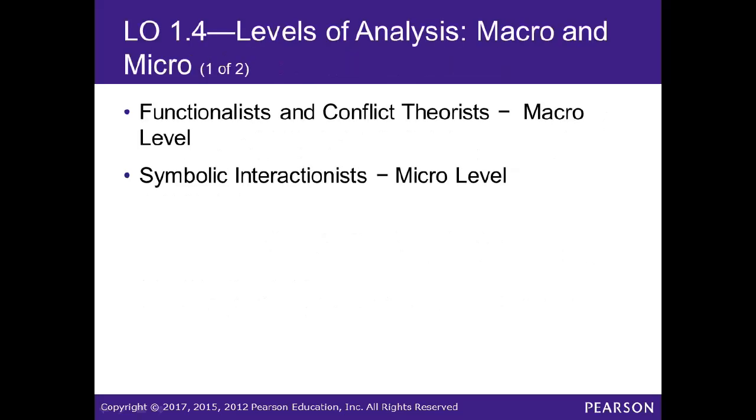So remember that the functionalist and the conflict theory are macro level theories, the larger scale theories. They look at things on a broader scale. And then symbolic interactionism, remember, looks at face-to-face interaction as a micro level, smaller level. So make sure you know that functionalism and conflict theory are at a macro level and symbolic interactionism is at a micro level.